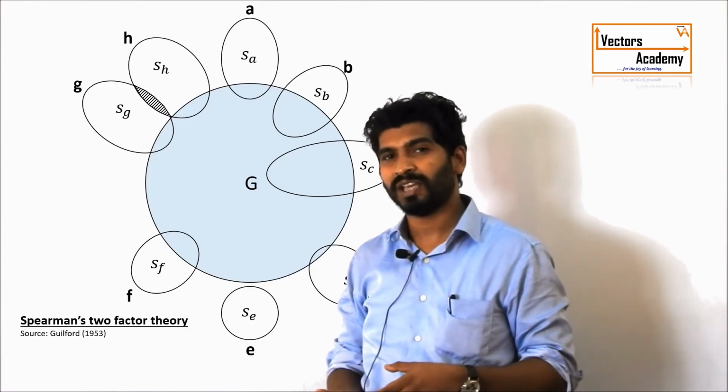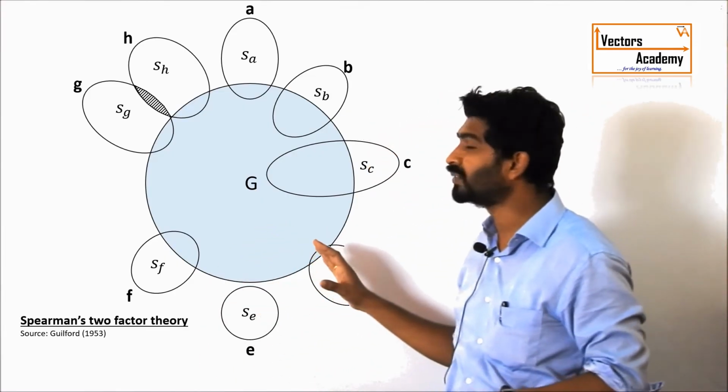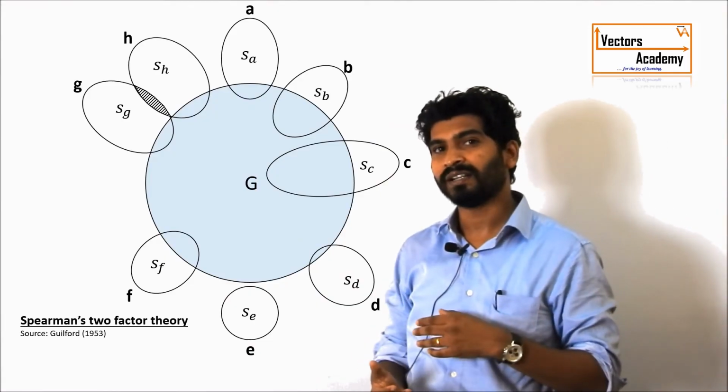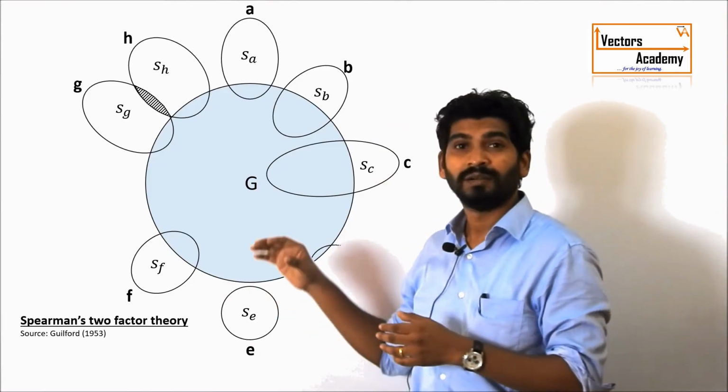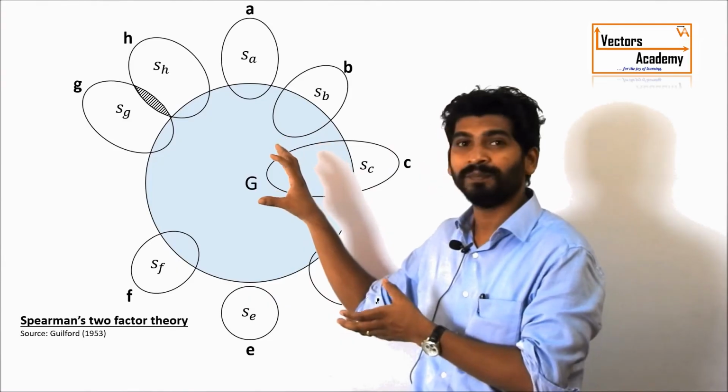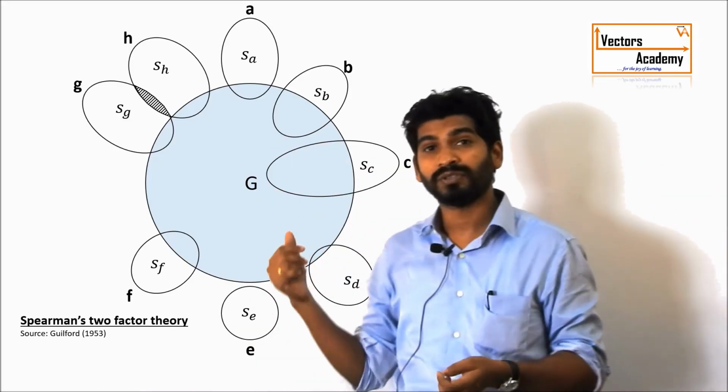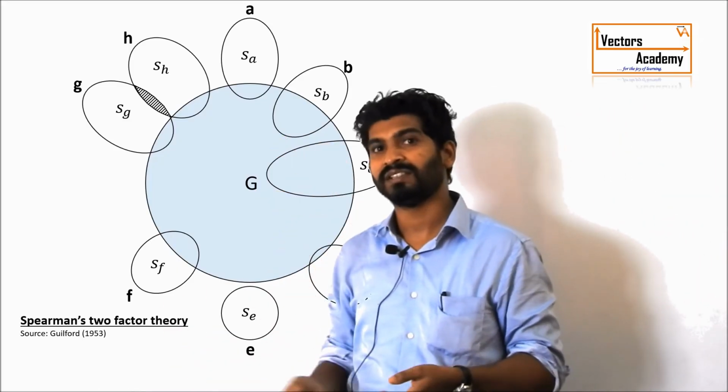Many other theories which came after this were completely based on this. They found out new factors, new responsible factors, but the concept of the G factor was the main thing which was very important in the other theories as well.